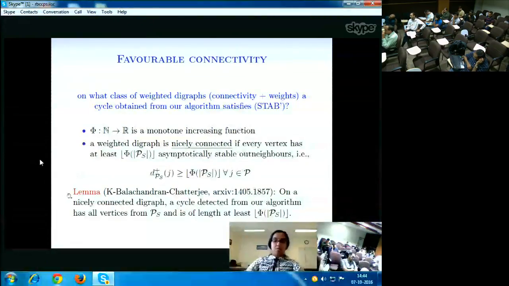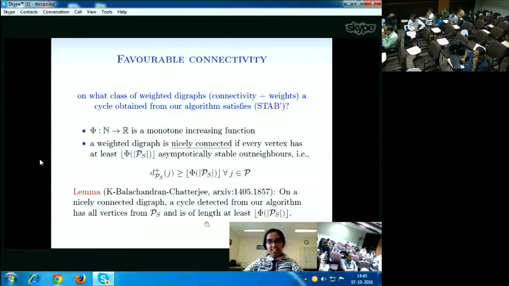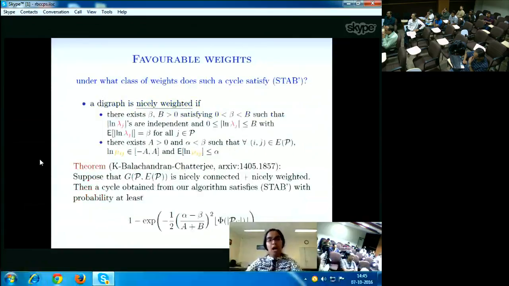Now, how does it help? That's what we have in this lemma. If a digraph is nicely connected, then a cycle obtained from our algorithm has two properties. The first one is that all vertices on this cycle are asymptotically stable, and the second one is that a cycle obtained from our algorithm is of at least this length. When we characterize the class of weights, this length will play a role. So we have characterized a class of nicely connected digraphs. Now the question is, what class of weights on a nicely connected digraph allows our cycle to satisfy this condition?